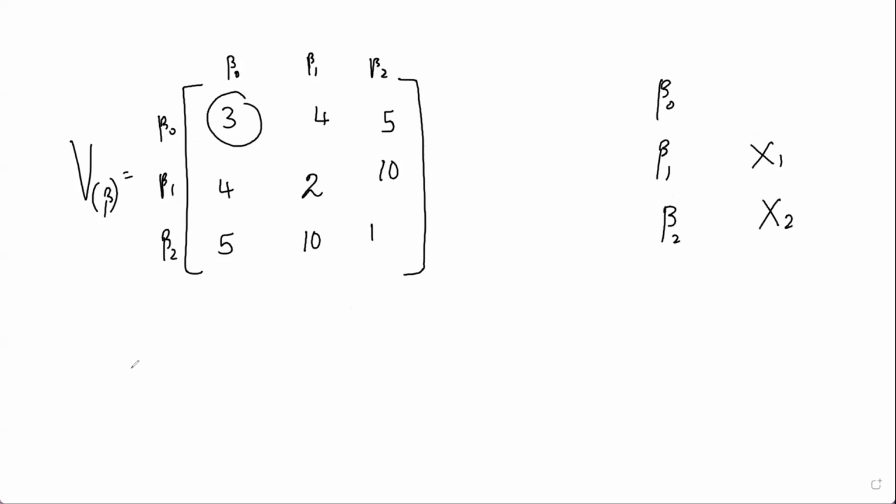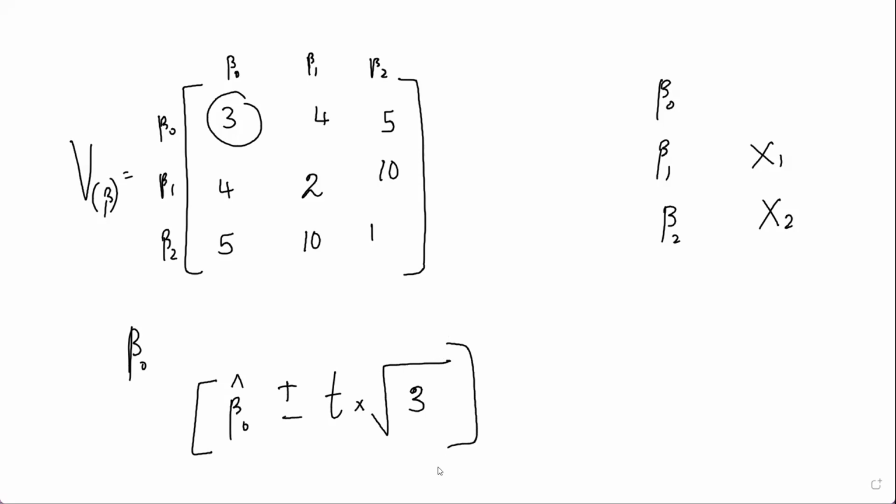So if you are asked to write a confidence interval for beta naught, how do you write? The estimated value of beta naught plus or minus the t statistic times this one. You have to get the square root because this is the variance. You have to take the square root of variance to get the standard deviation, right?